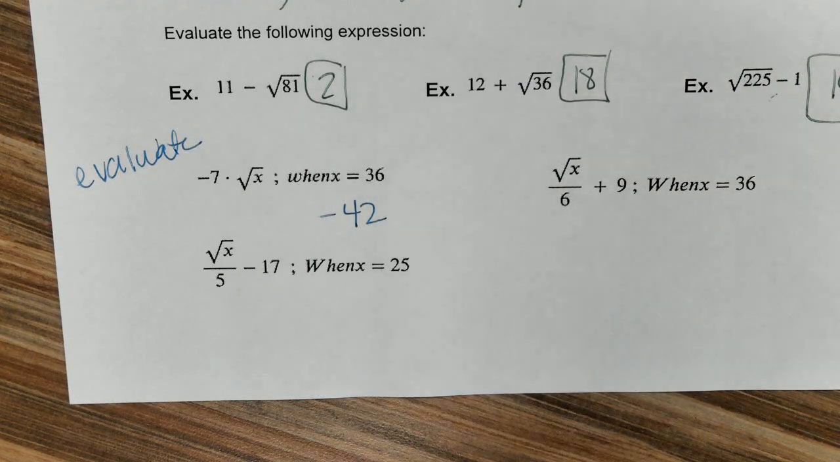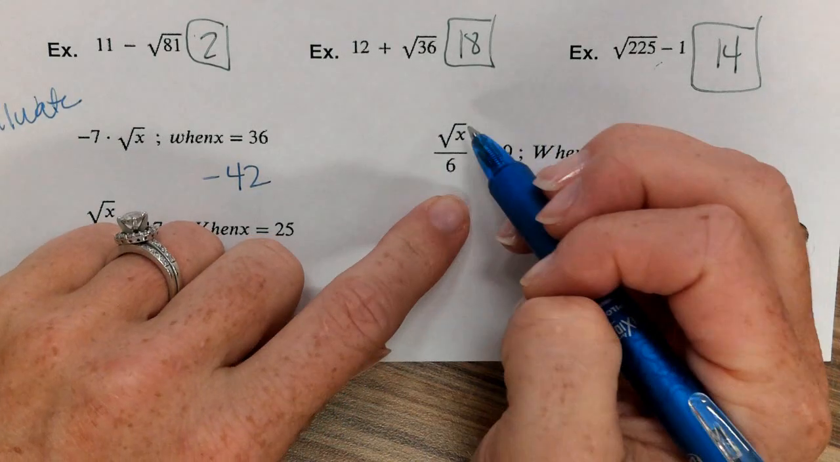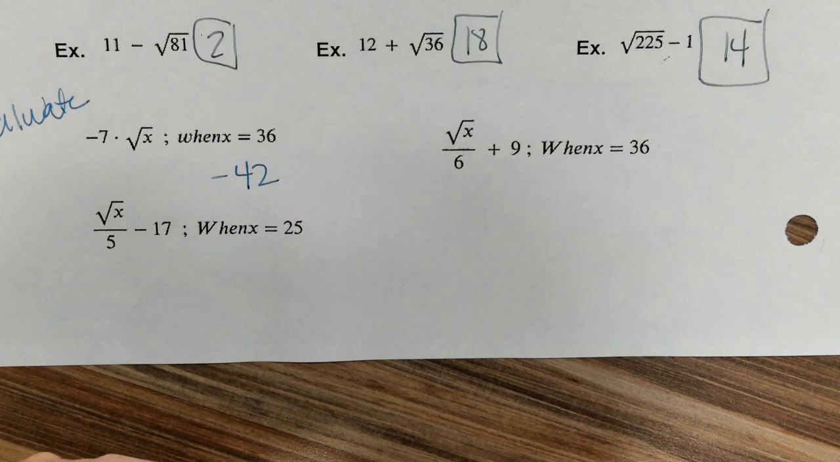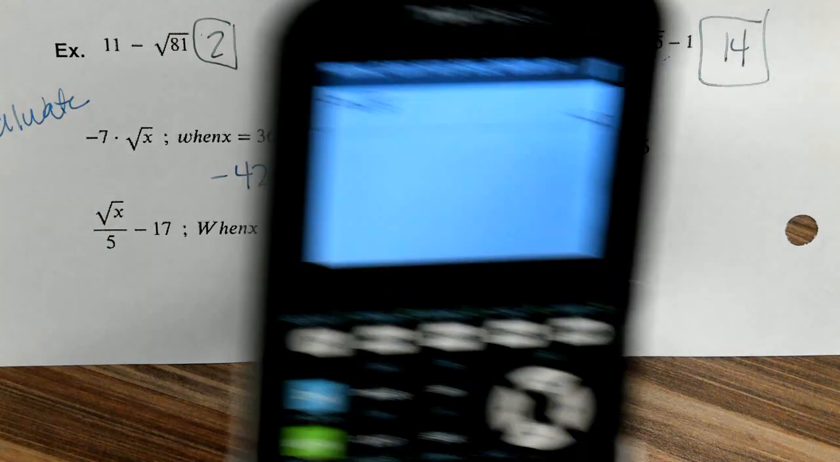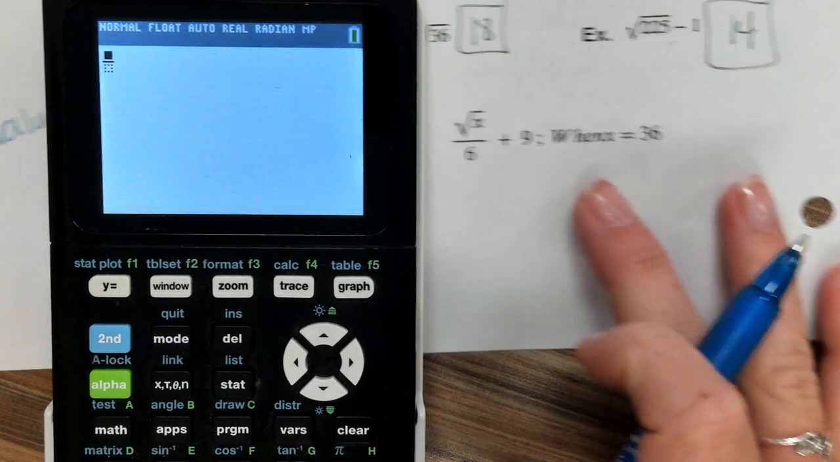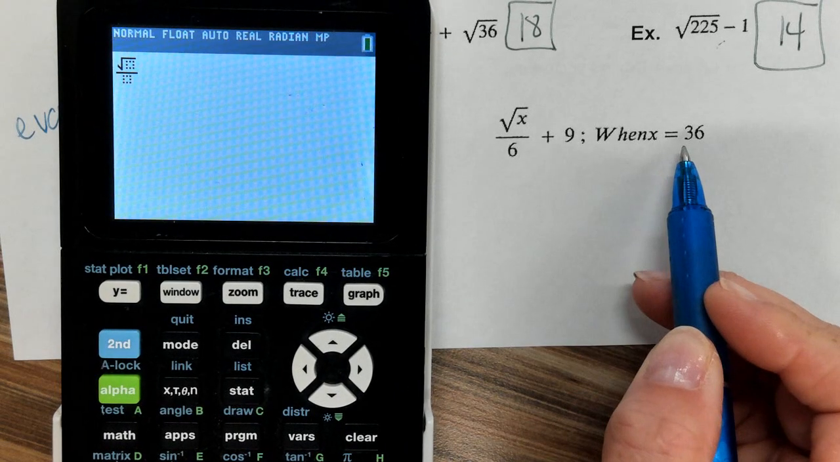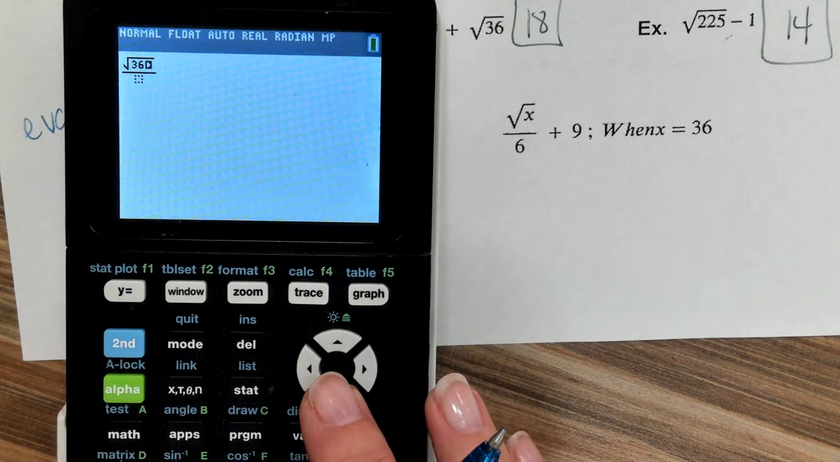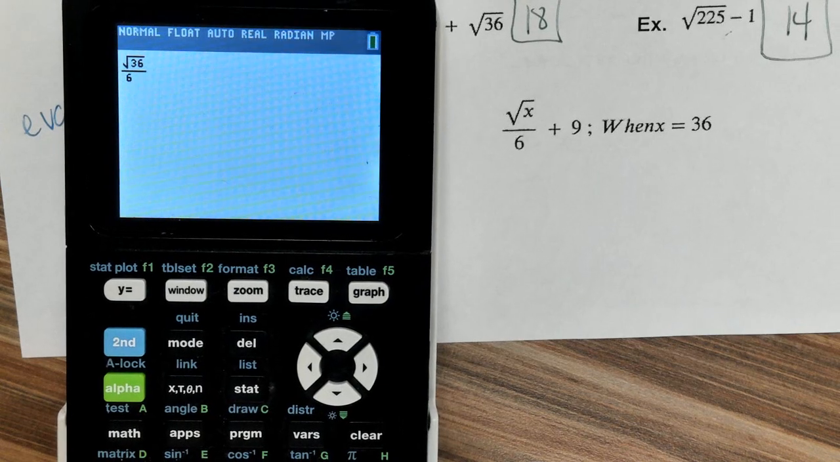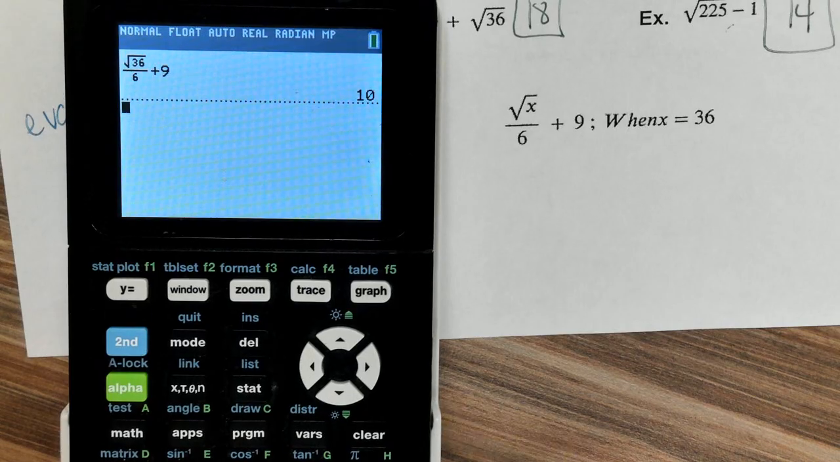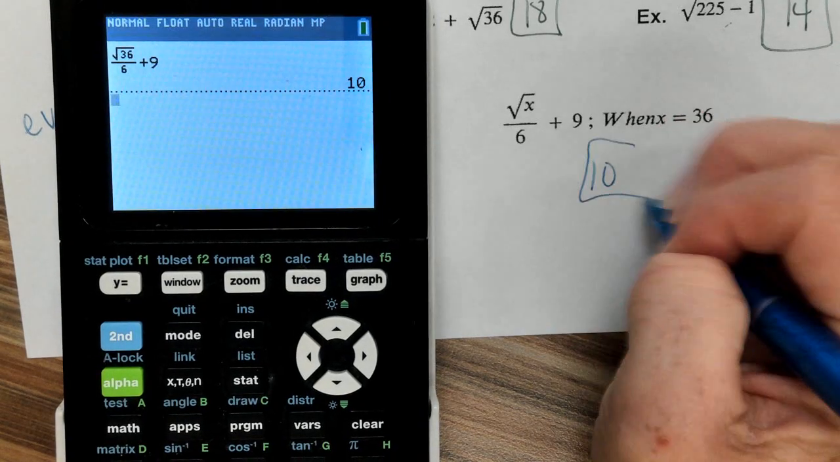This one, everybody look. What is it called when there's a line like this? Can I use alpha y equals? So I go to alpha y equals. I'm going to put the square root of x on top, and x is 36. I'm going to go to the bottom and put 6. Now I'm going to arrow out of that, and I'm going to put plus 9. And my answer is, all right, y'all got it?